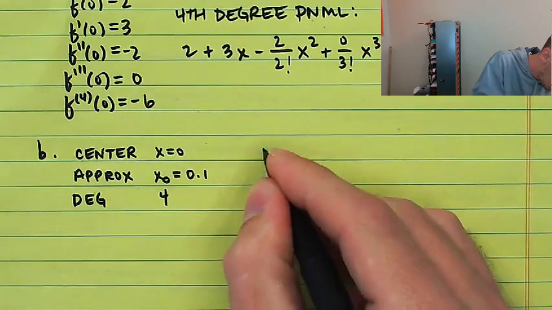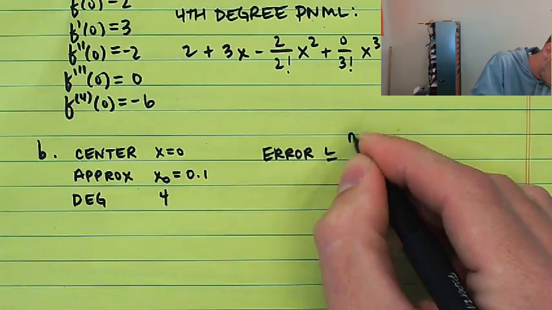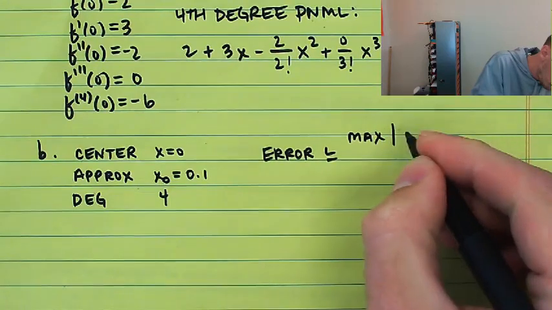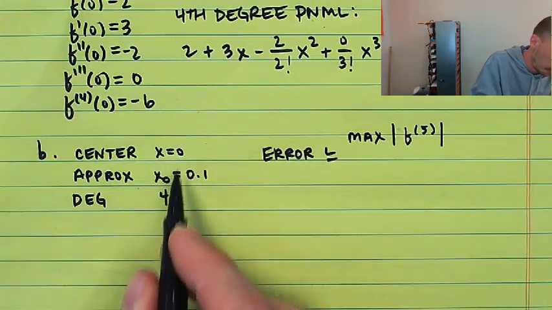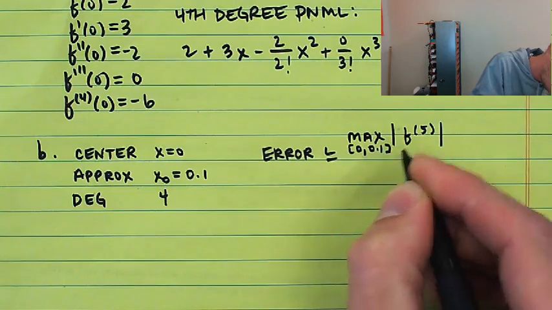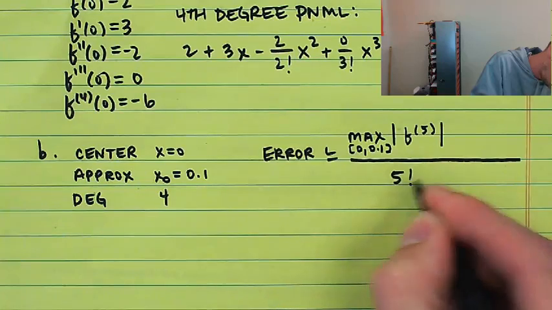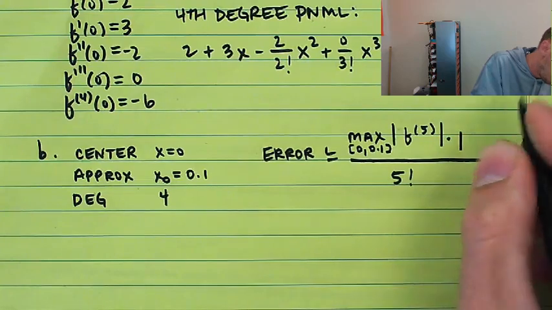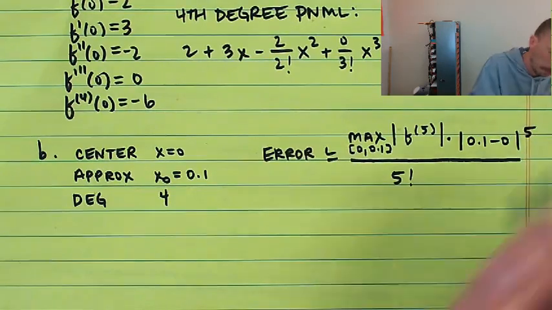So the Lagrange error bound is given by, okay, the maximum of the absolute value of the next derivative. Okay, so the maximum of the absolute value of f's fifth derivative on the interval between the centering point and the point we're using for approximation, so on the interval 0 to 0.1, divide by the next factorial, times the absolute value of the difference here, 0.1 minus 0 to the fifth power.